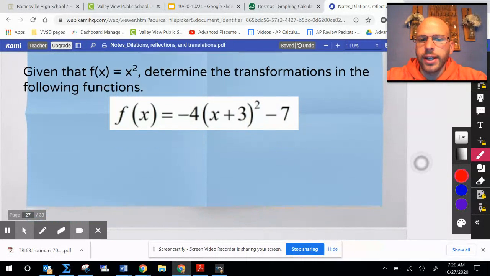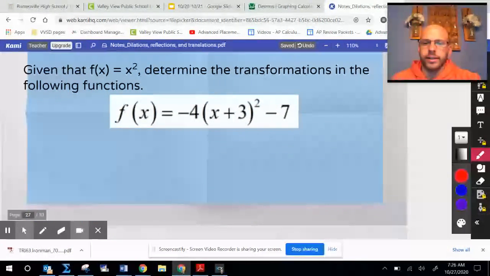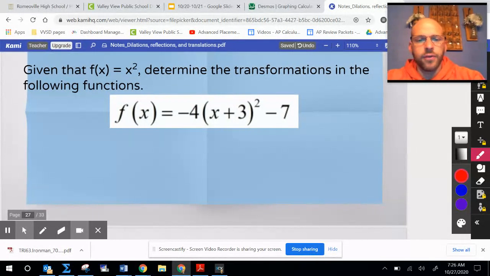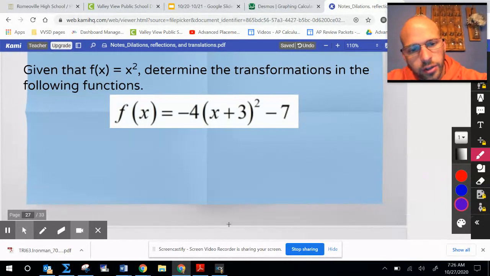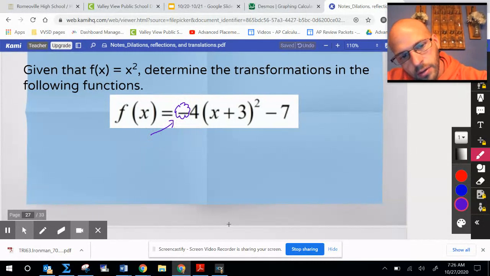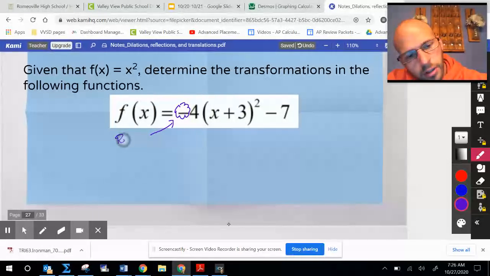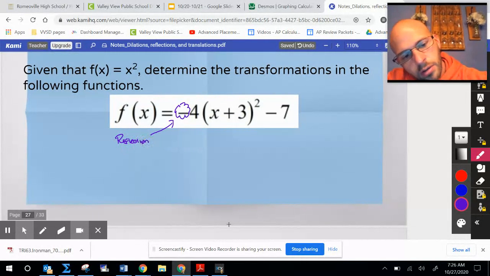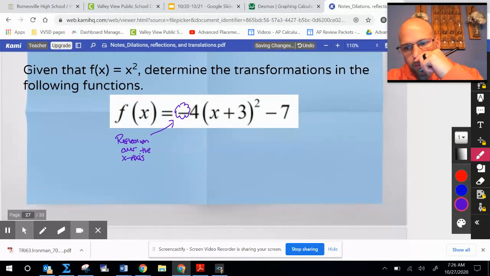All right, so this one has a little bit of everything. This has 4 answers to it, okay? Again, feel free to pause. Okay, this problem has 4 answers. So I'm going to try to color code this. So I'm going to start with the negative. Okay, so that negative is a reflection over the x-axis. Okay, so that's number 1.